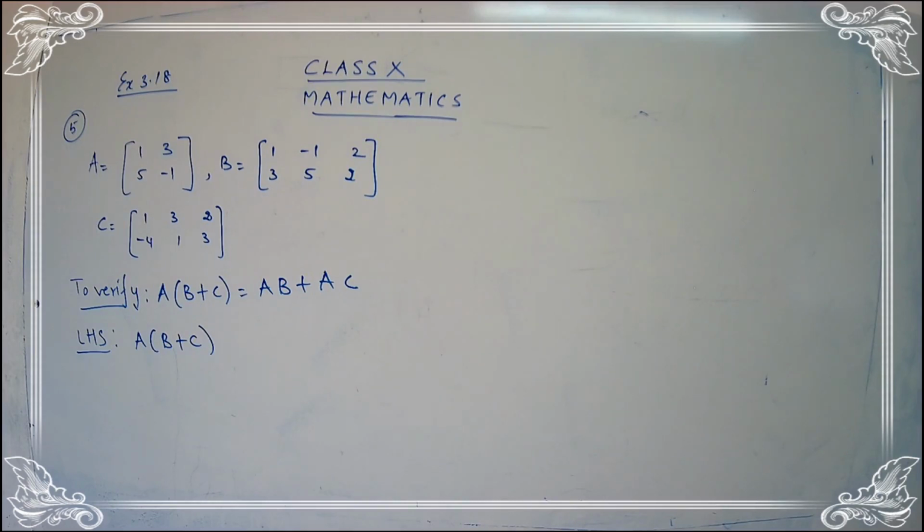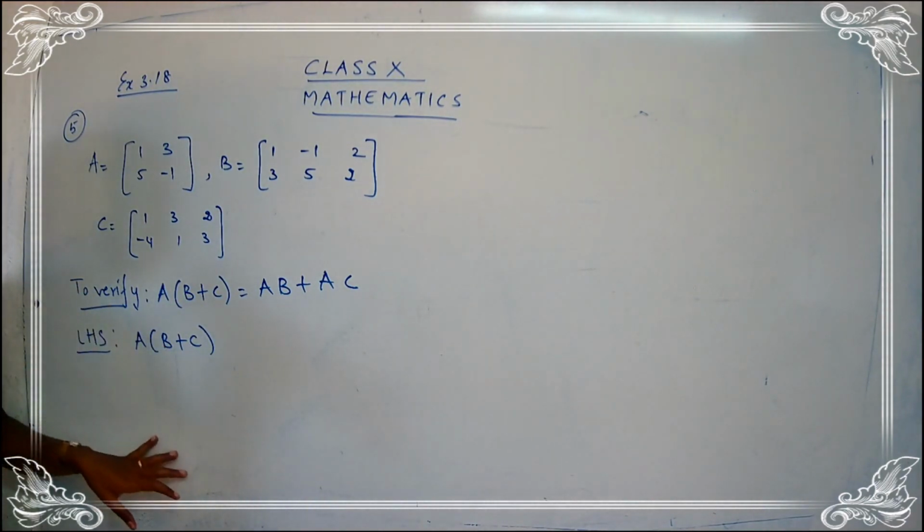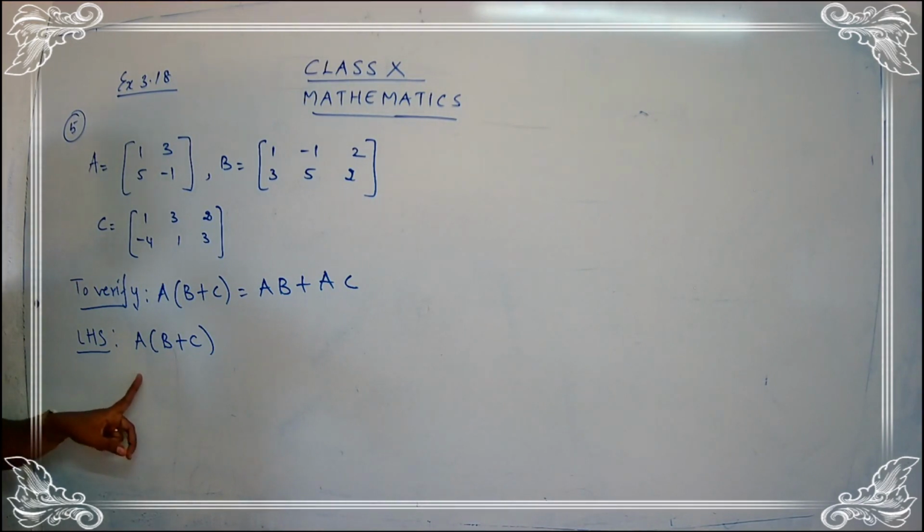Okay, shall we proceed with the LHS part, children? So here, always try to solve the part which is given in the bracket. So what are we going to do here? First of all, we are going to find out B plus C. And after finding B plus C, you are going to multiply with A. Getting my point, children? Very simple procedure.